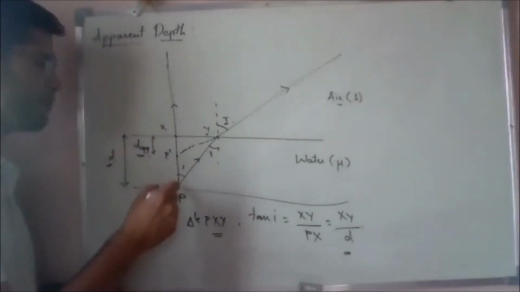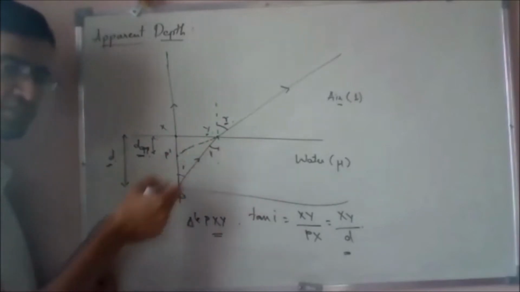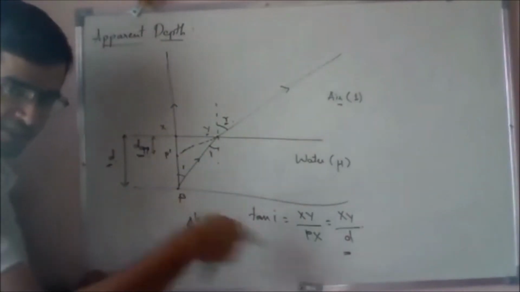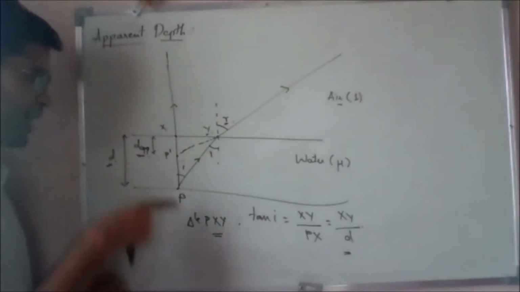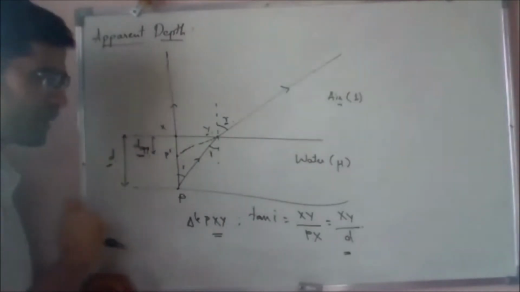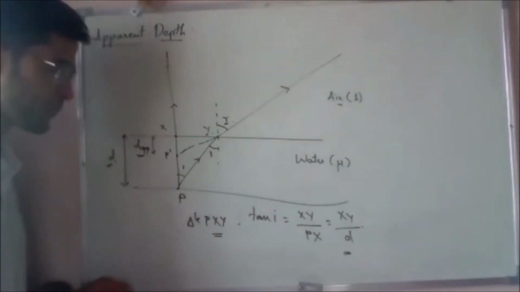If I consider triangle PXY, if this is your angle of incidence, this should also be your angle of incidence. These are alternate interior angles, right? Both of these are perpendicular to the respective surfaces. So this angle will also be equal to I. So what is tan I equal to? Tan I will be equal to XY divided by PX. And what is PX equal to? PX is your actual depth of the point P from the surface of water, right?